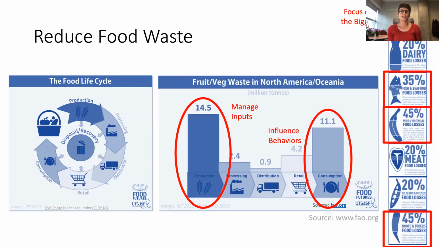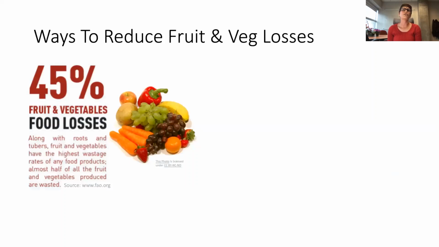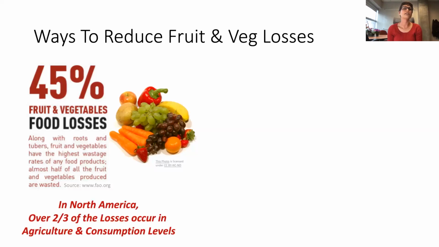Let's look at first the fruit and vegetable losses. So ways to reduce fruit and vegetable losses, again, break it down into small chunks and seeing how we can tackle. So 45% of fruits and vegetables are wasted. So just think about everything you produce in a farm, 45% of that will never hit the consumer plate, will never be consumed. So it's clearly very significant. So in North America, over 2/3 of the losses occur in agriculture, in the production section, and at the end, at the table, before being consumed by consumption levels.